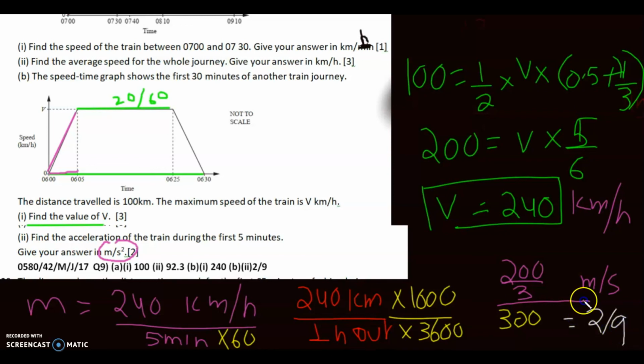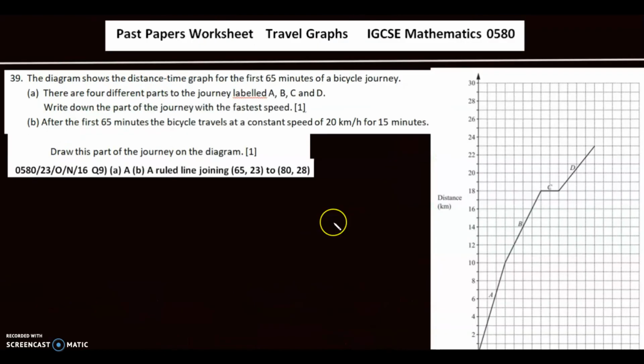The final answer should be 2 upon 9, which is the correct answer according to the marking scheme. Next question. The diagram shows the distance time graph for the first 65 minutes of a bicycle journey. Part A. There are 4 different parts to the journey labeled A, B, C and D. Write down the part of the journey with the fastest speed.